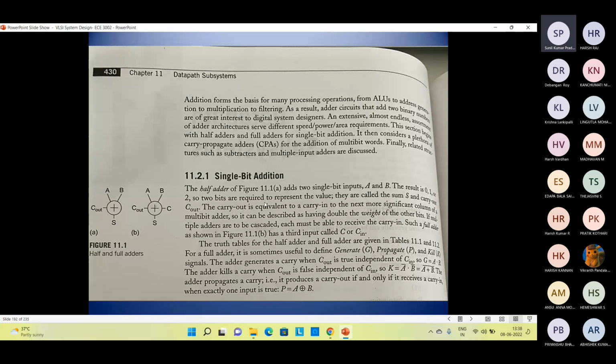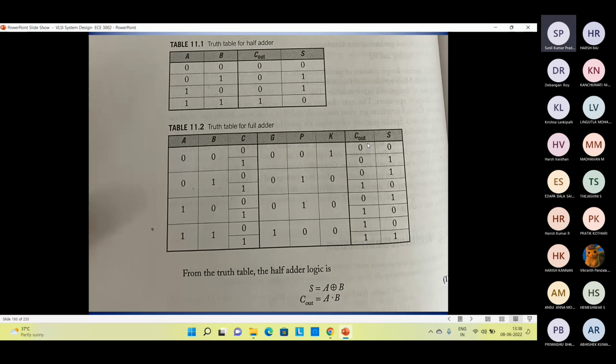Okay, so if you can see the truth table, this is actually the truth table of half adder and full adder. As you can see here, we have two inputs A and B, and A B can take the values 0 0, 0 1, 1 0, 1 1. For 0 0, C out will be 0 and sum will be 0. For 0 1, C out will be 0 and sum will be 1. So this S is actually our sum, and C out is actually a carry out.